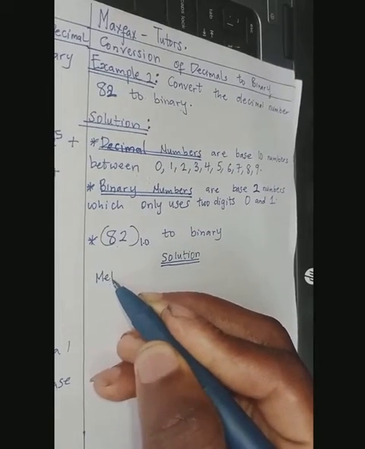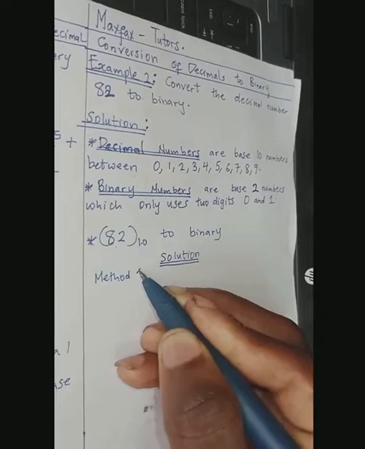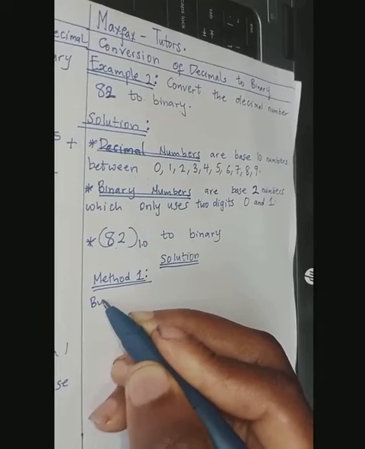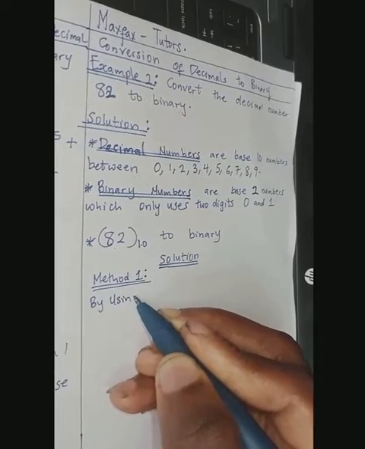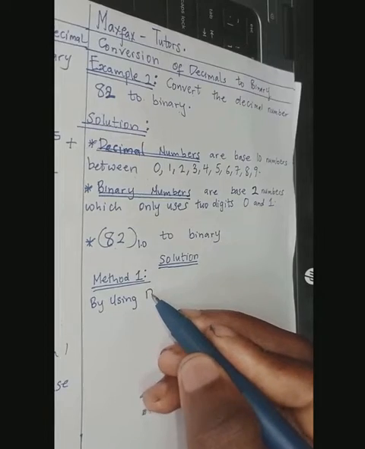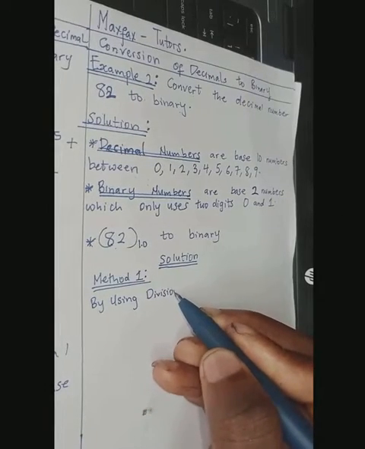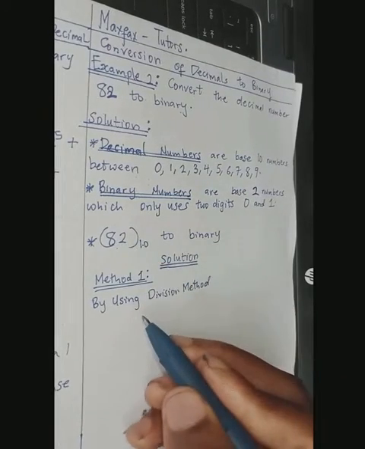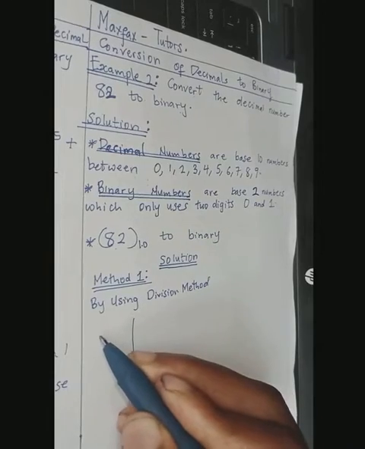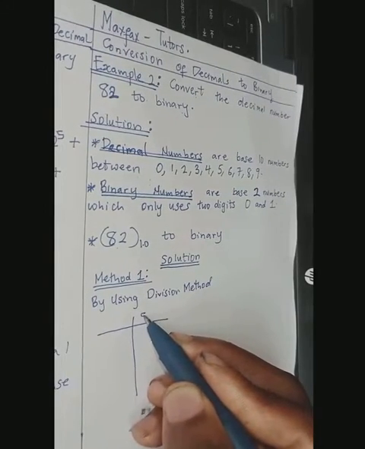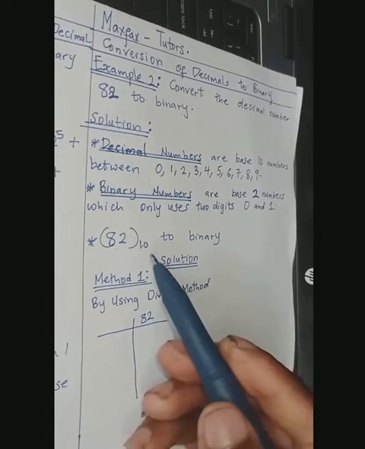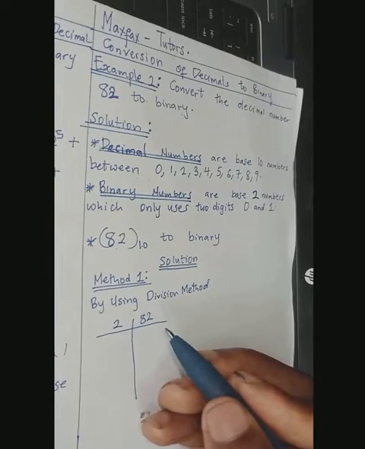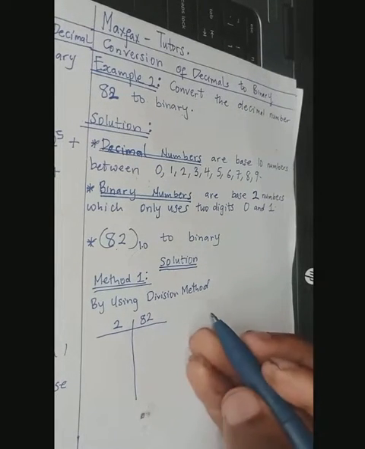Method 1: by using the division method. This number 82, you're going to draw something like this. Then the number is 82. You will then be using 2 to divide this number, and you'll be writing the remainder.